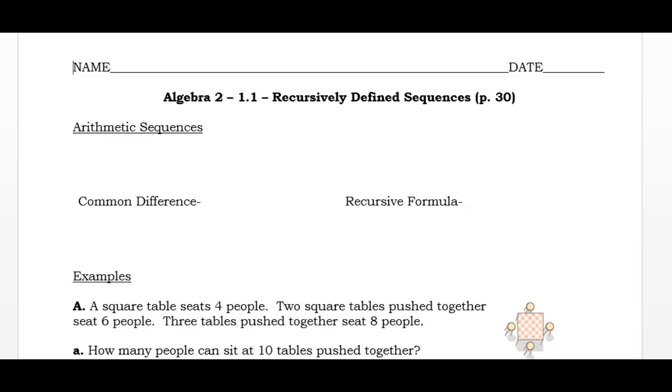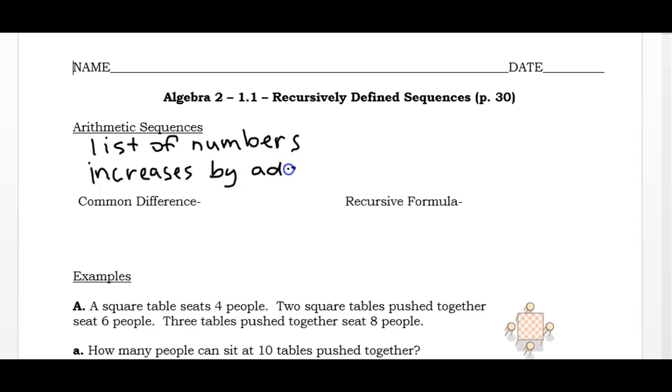This is Algebra 2, Lesson 1.1, and we're going to introduce sequences. So a sequence in general is a list of numbers. An arithmetic sequence specifically is a list of numbers that increases through addition. Now, it's technically adding and subtracting because if you add a negative, it's really the same as subtracting.